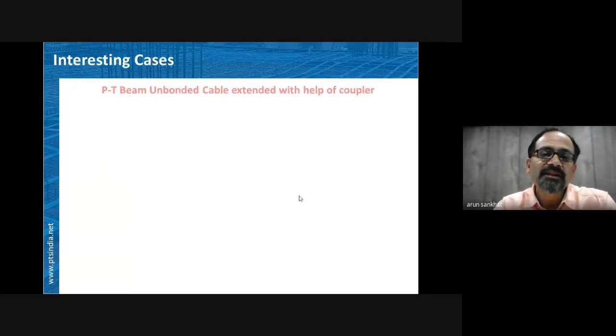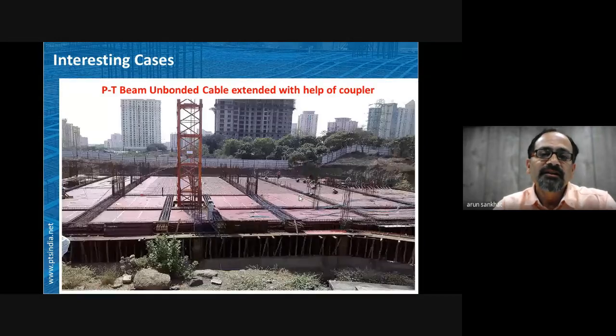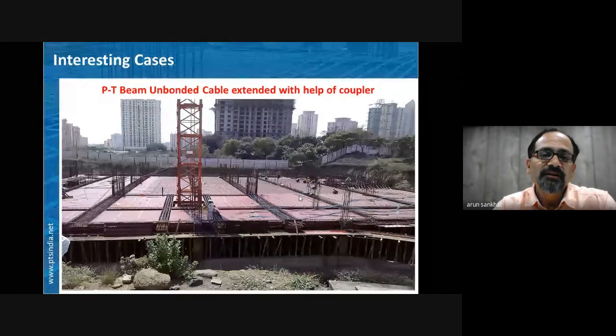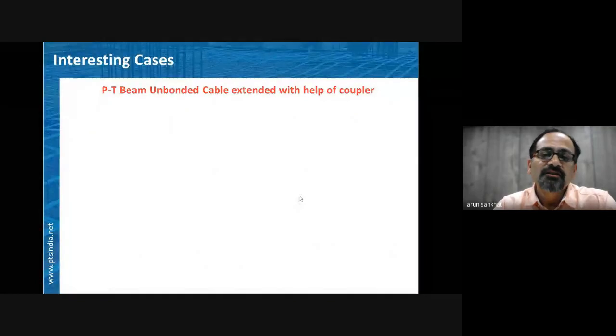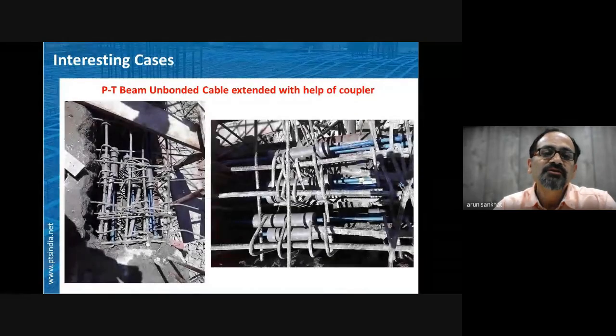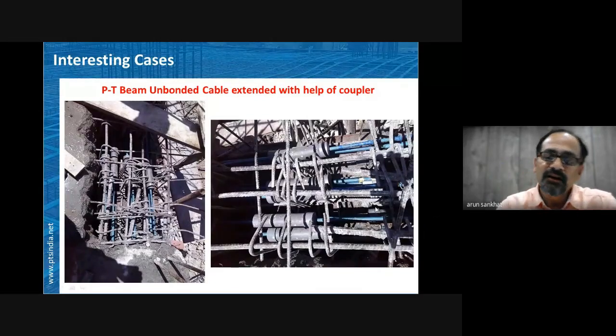Now extending PT beam. Here in this project in Mumbai, we needed to extend the cable after construction. So in that case also, we use this kind of coupling device. This is the existing cable, and then the extending cable. So the cable was up to here only. Now we need to extend. So these are the coupling units, and with the help of these coupling units, you can again extend the cable, and you can maintain the same integrity in the new part of the structure as well.